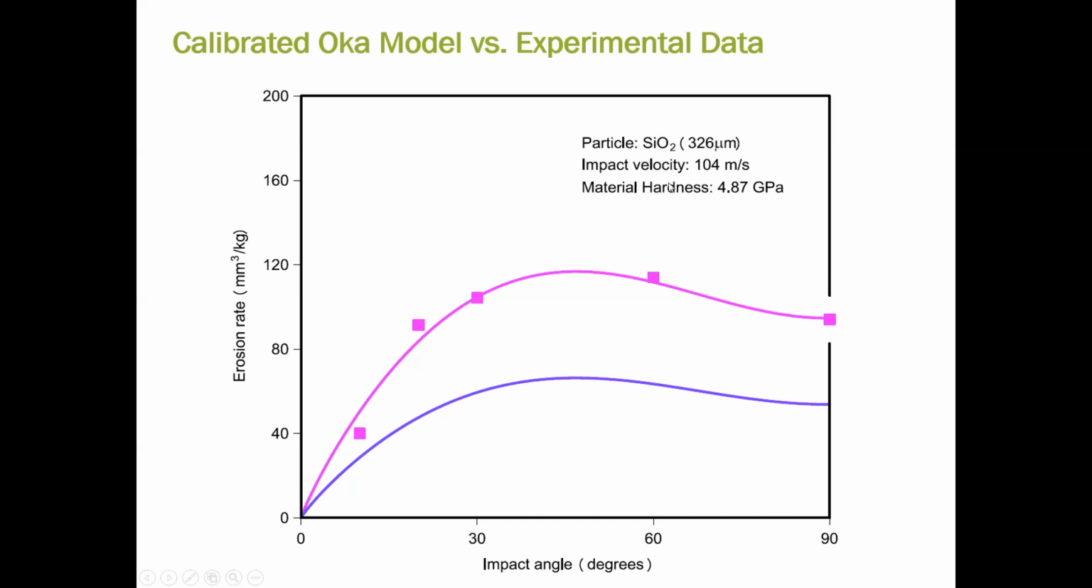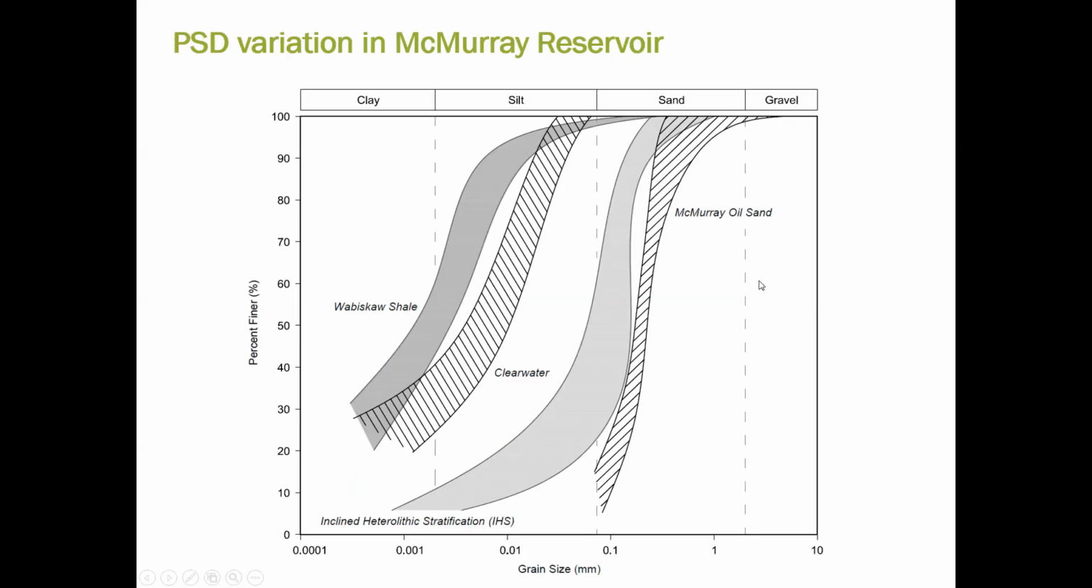One of the important things you can see here is the particle size. Before going further, SiO2 is quartz, and that's what the sand is. But you see the particle size is important in any erosion study. So that's why we need to know what the size distribution of the particles is in the reservoir.